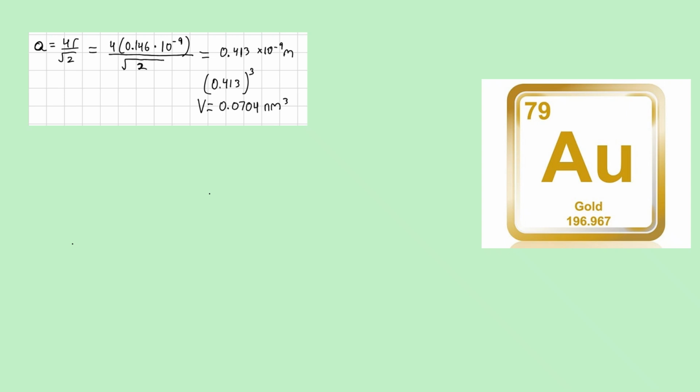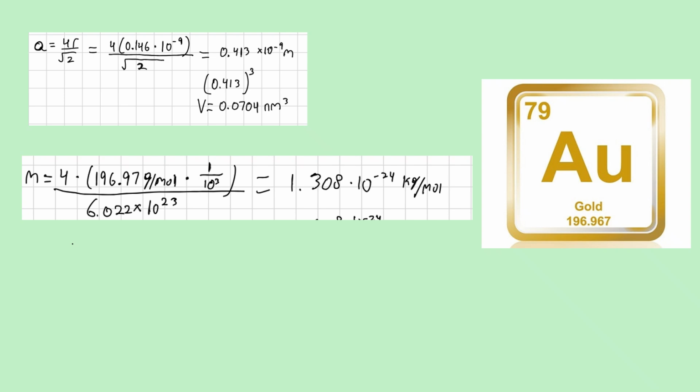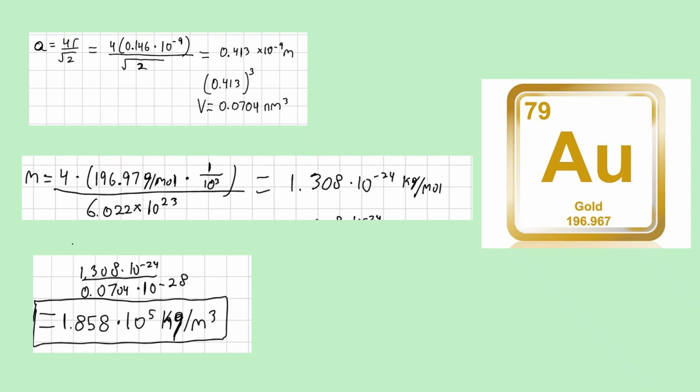For A, I got 0.413 times 10 to the negative 9 meters, and then we cube that, and then you should get 0.0704 nanometers cubed. I chose to leave it in nanometers cubed for simplicity, but it does not impact my data at all. For M, I got 1.308 times 10 to the negative 24 kilograms per mole. I made sure to convert into kilograms. And finally, for density, M over V, I got 1.858 times 10 to the 5 kilograms per meter cubed.